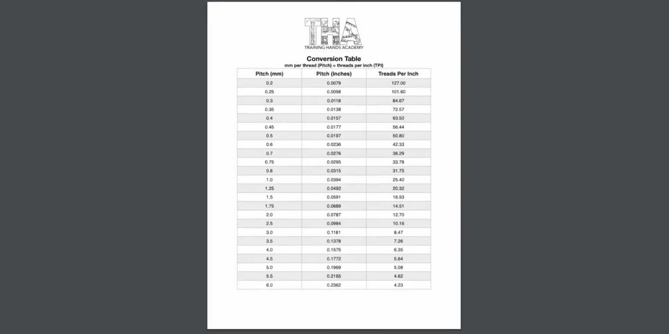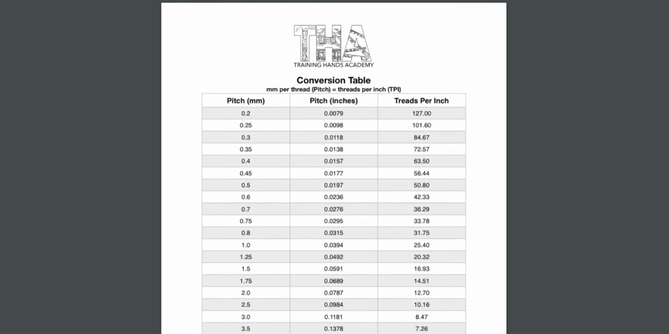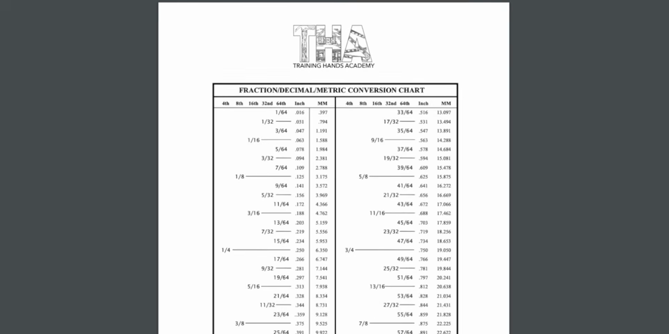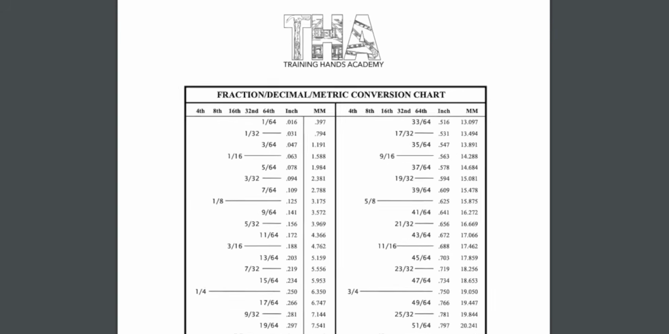The next chart will help you to convert millimeters per thread, which is used in the metric system, to threads per inch, which is used in the imperial system. And the last chart I have for you helps with all conversions, from fraction to decimal to metric.